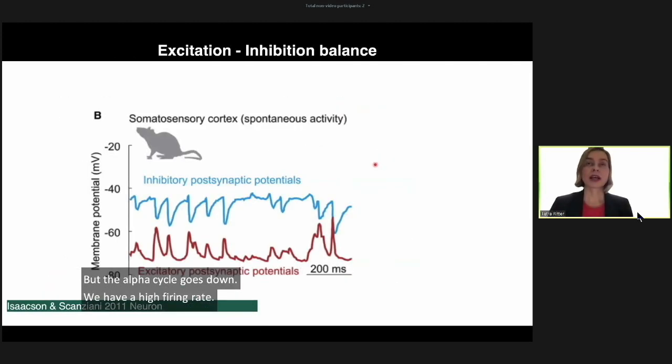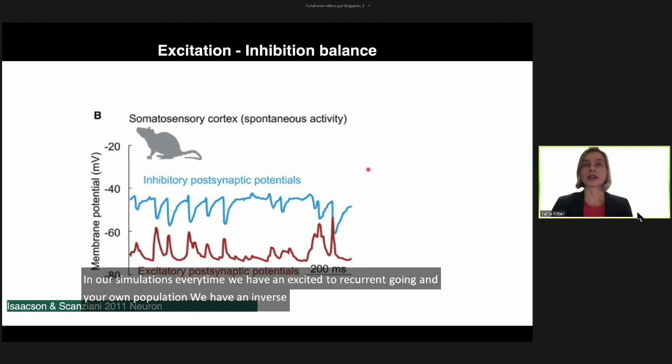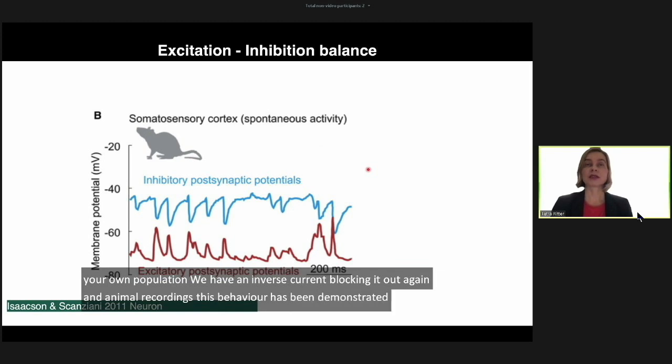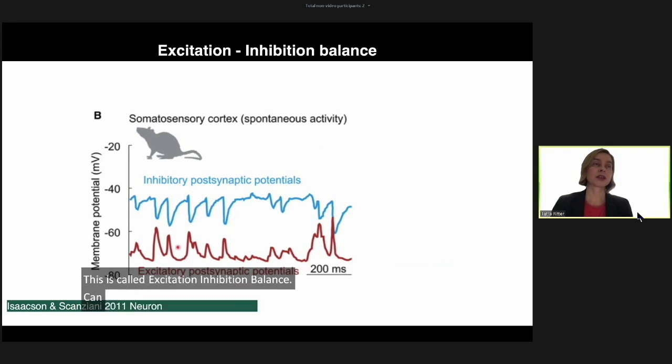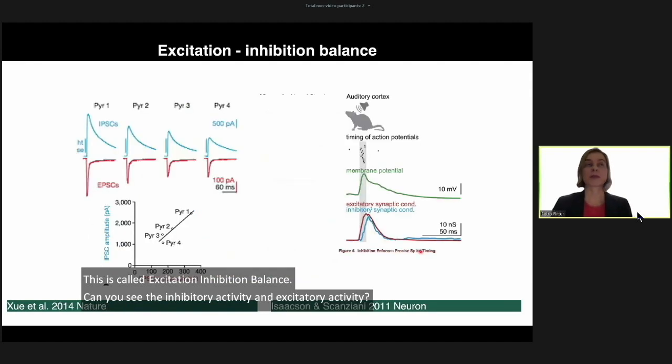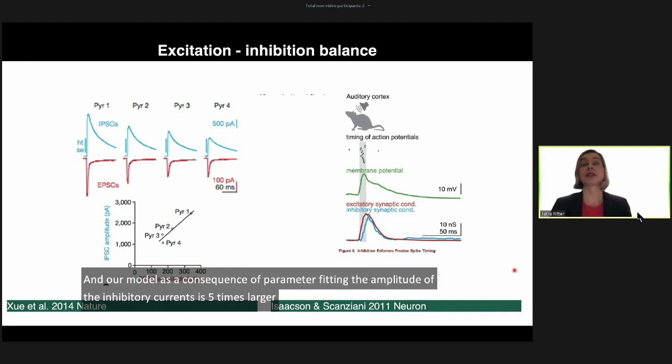In our simulations, every time we have an excitatory current going into a neuron population, we have an inverse current blocking it out again. In animal recordings, this behavior has been demonstrated as well. This is called excitation-inhibition balance. Here you see the inhibitory activity and the excitatory activity. In our model, as a consequence of parameter fitting, the amplitude of the inhibitory currents is 5 times larger than the amplitude of the excitatory currents.